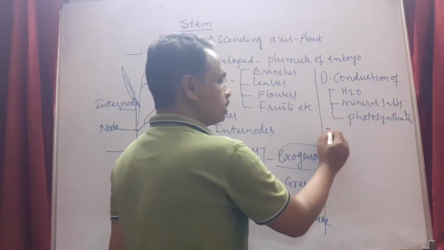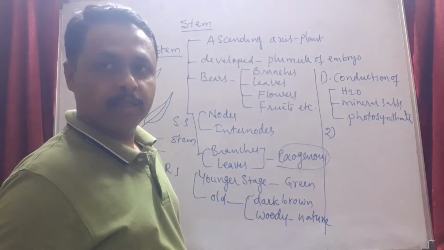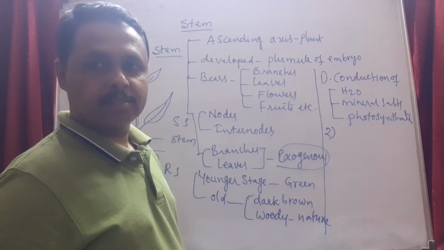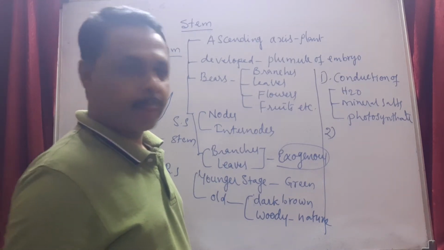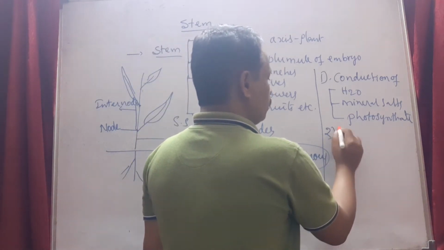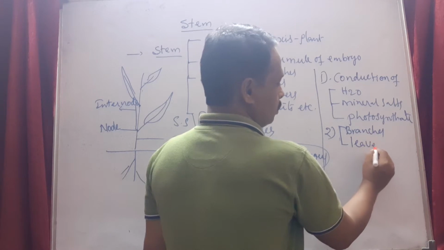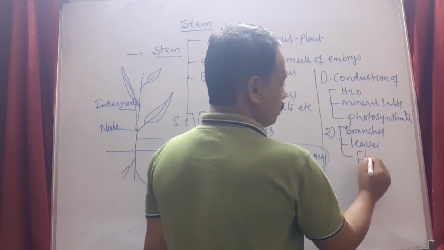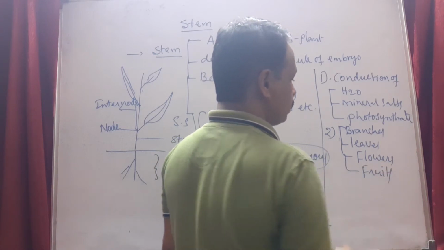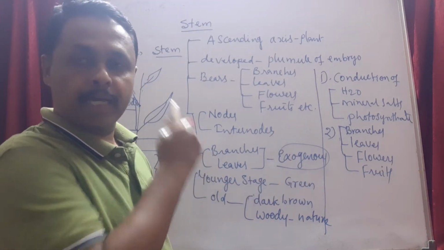The next function is that the stem bears branches, leaves, flowers, fruits, etc. So this is the second function carried out by the stem.